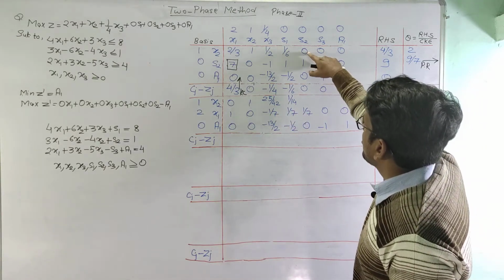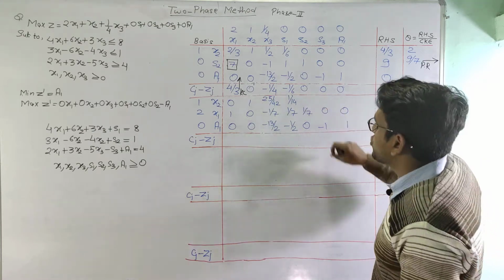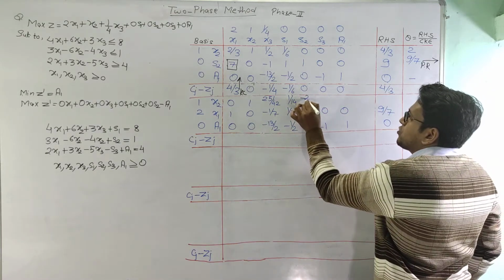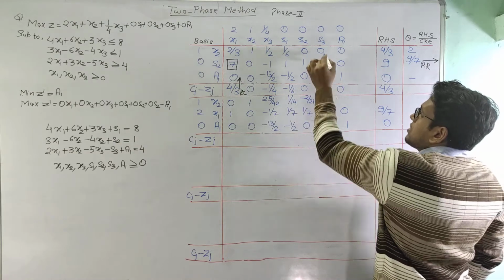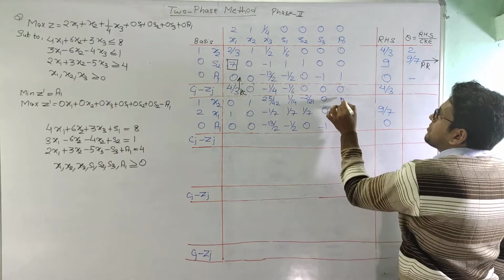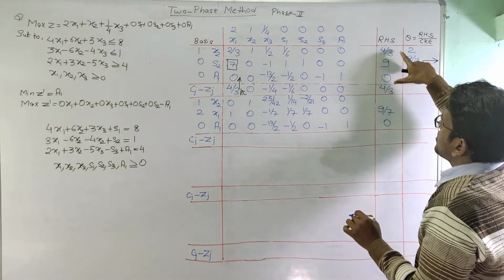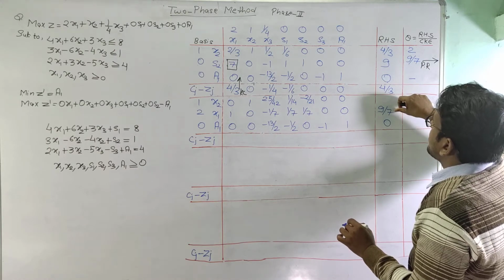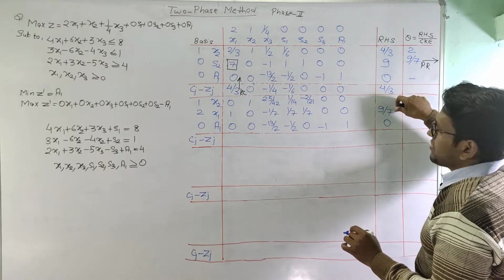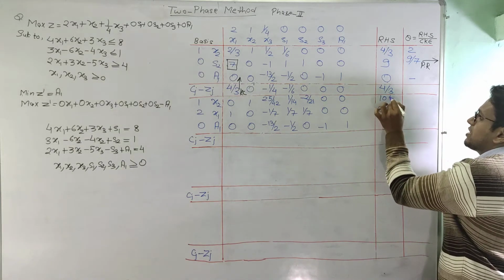This is 0 minus 2/3 times this. That means this is minus 2/21. 0 minus 2/3 times 0 is 0. 0 minus 2/3 times 0 is 0. And 4/3 minus 2/3 times 9/7 will come as 10/21.